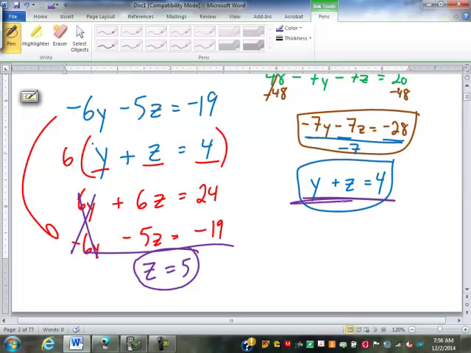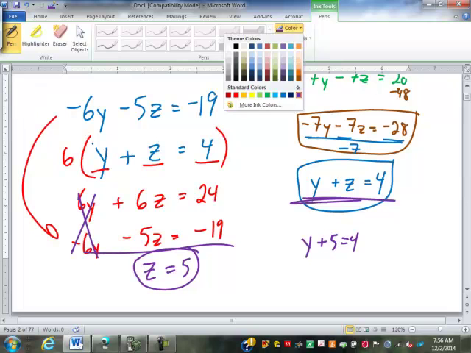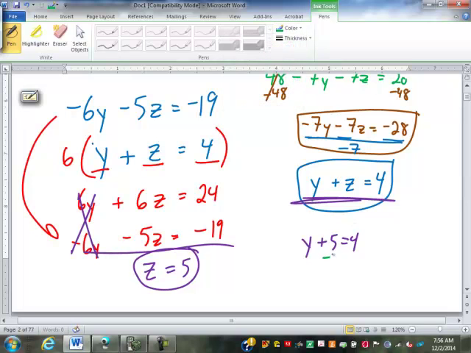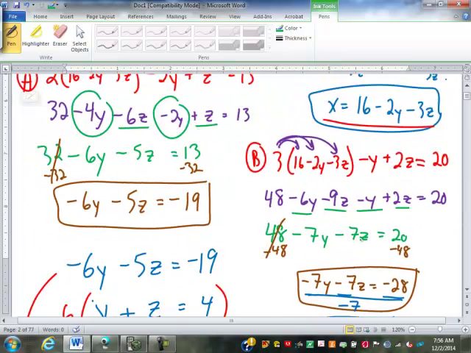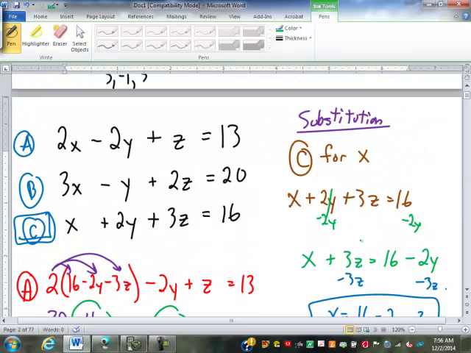Now that we know that, we can come back here. Y plus 5 equals 4, replacing the z with a 5. Minus 5. Y equals negative 1. Then going back to one of our original equations, it doesn't matter which. I'm going to do the bottom one.